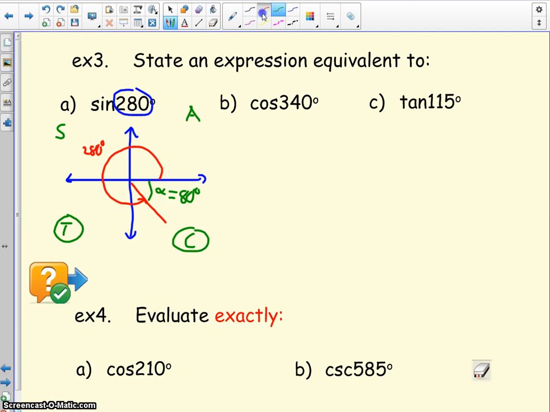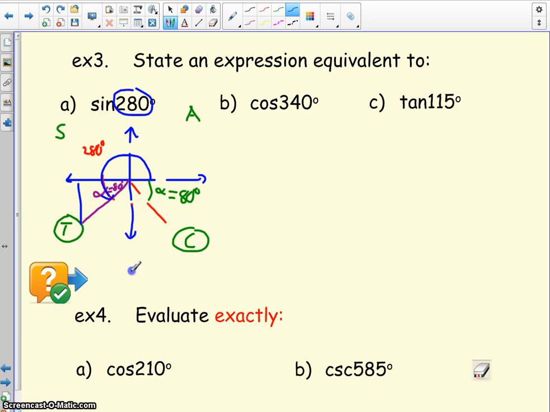So what I'm going to do is redraw this related acute angle, but now I'm going to put it in quadrant 3. So over here I'm going to have an alpha of 80 degrees. Okay, so if that's 80 degrees, what angle here is going to make that happen? So let's just clear this out a little bit here. So if I want this to be an alpha of 80 degrees, let's sketch this in here. What angle is this one going to be right here? So this will be 180 degrees plus 80 degrees, so that will be 260 degrees.